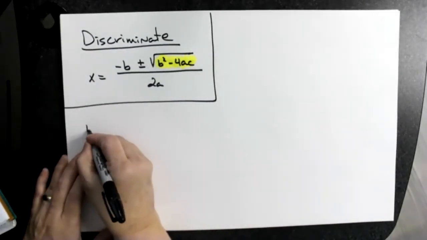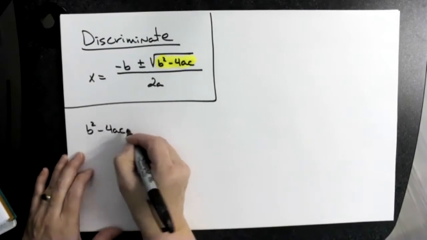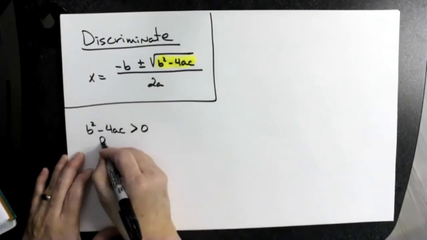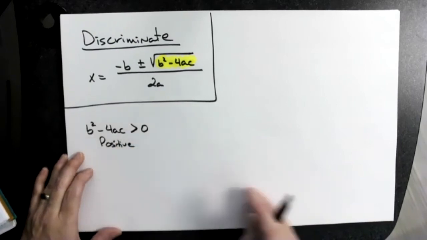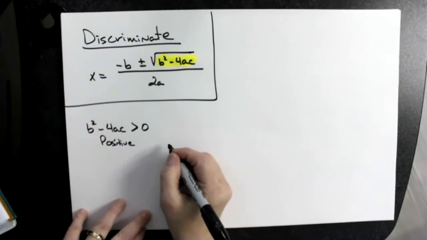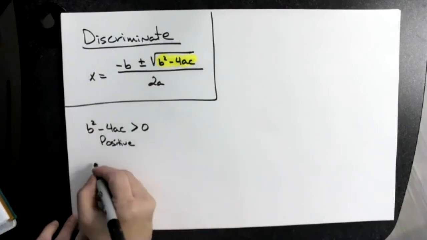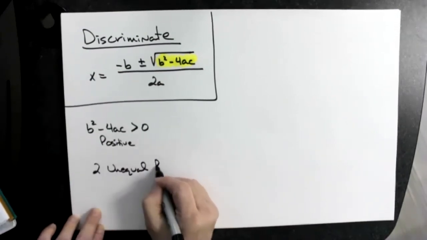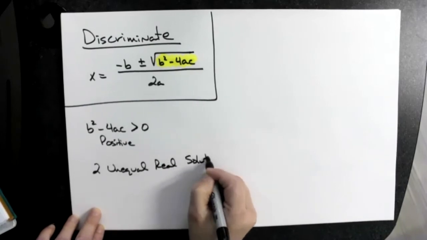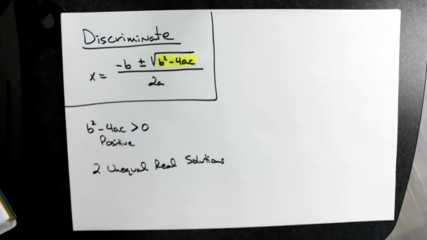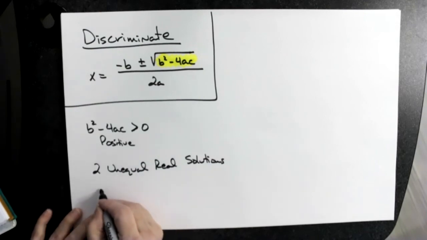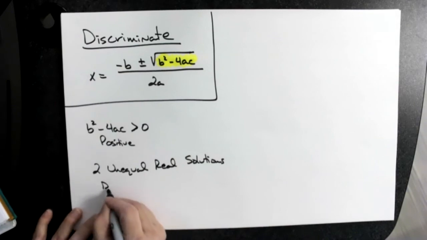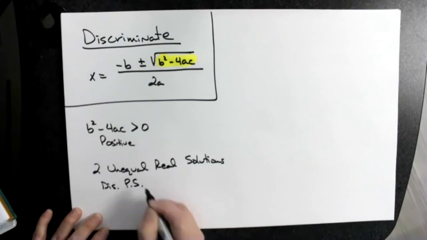All right, so if my b squared minus 4ac is greater than 0, or in other words, if it is positive, I am going to have 2 unequal real solutions. All right, we're assuming then A, B, C are rational numbers and the discriminant is a perfect square. So in this one, the discriminant is a perfect square. So it works out nice.